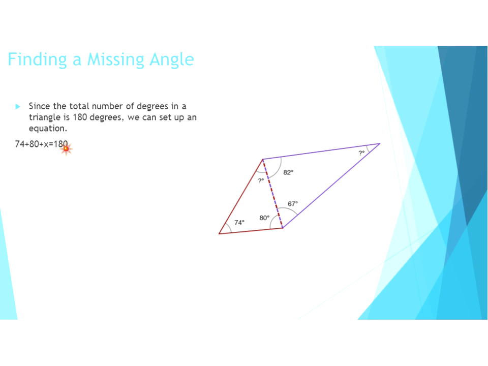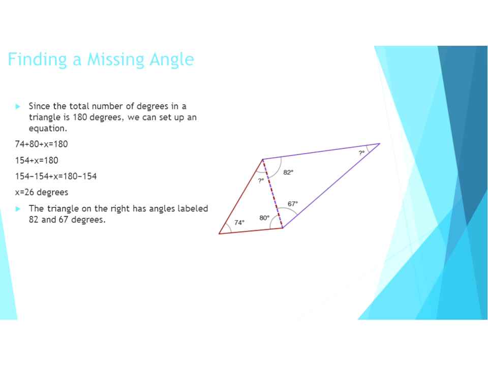So we can set up our equation: 74 plus 80 plus x, which is the unknown angle, equals 180 degrees. To solve this, we add 74 and 80 together and get 154. Then we subtract that from each side, and we're left with x equals 26 degrees. So this angle measures 26 degrees, because if you subtract these two angles from 180, you're left with 26, and that's what the final angle has to measure.